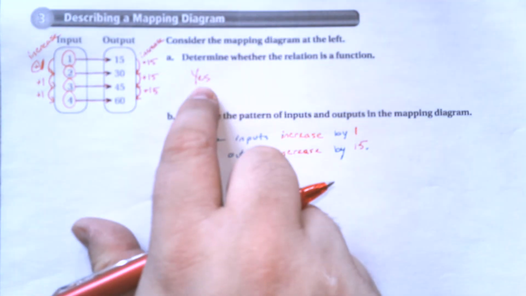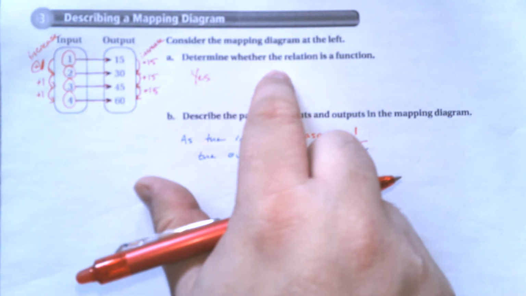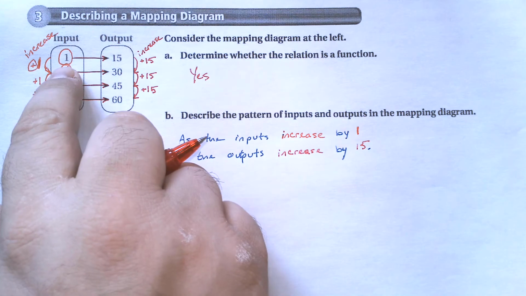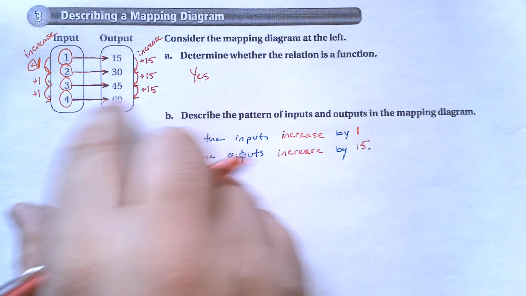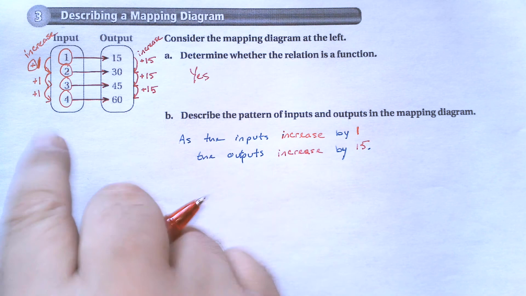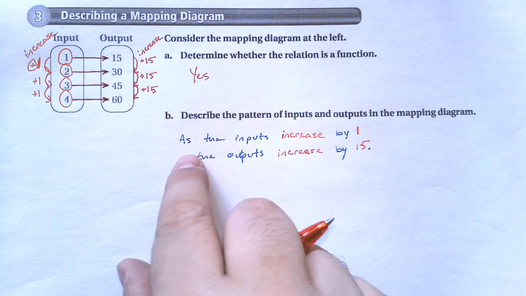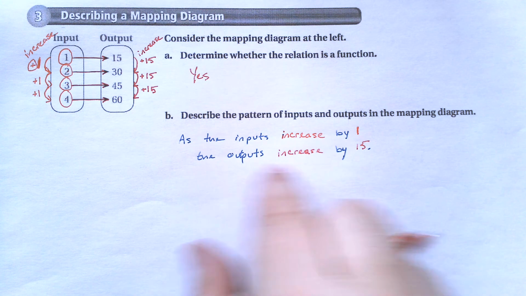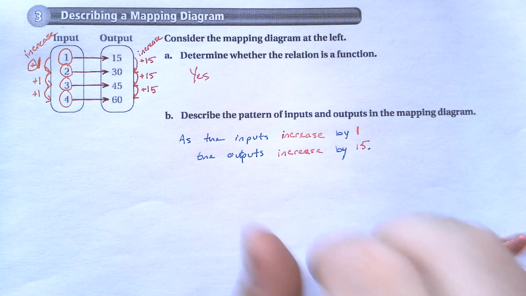So we should now be able to determine whether or not the relation is a function because there is one output for every input. And we should be able to describe the pattern. In this case, the pattern is as the inputs increase by 1, the outputs increase by 15.